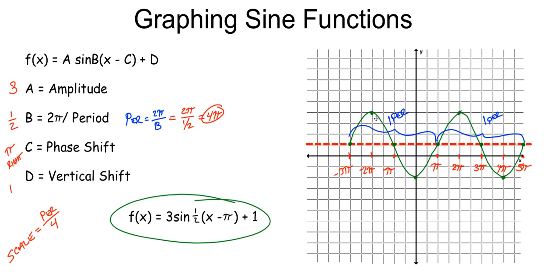If you wanted the graph to be taller, you'd have to change the amplitude. If you wanted these waves to be closer together and higher in frequency, you'd have to change the period. If you wanted to move the graph left or right, you'd have to change the phase shift. If you wanted to keep the same size and just move it up or down, you'd have to change the vertical shift.